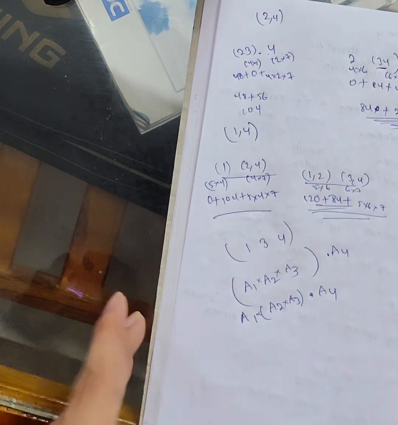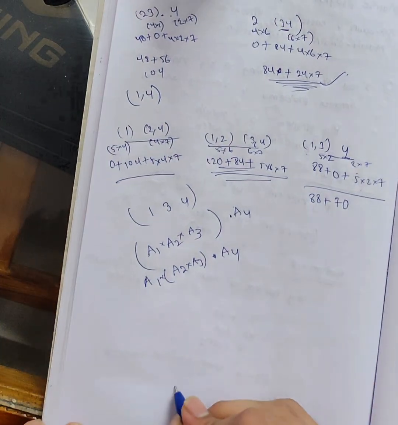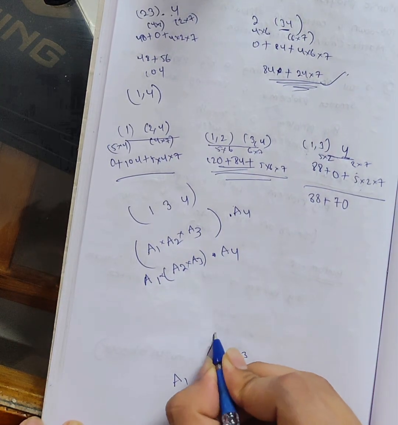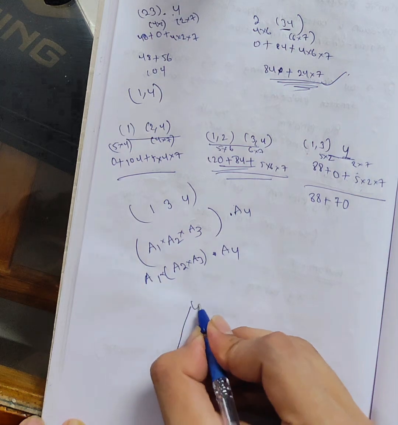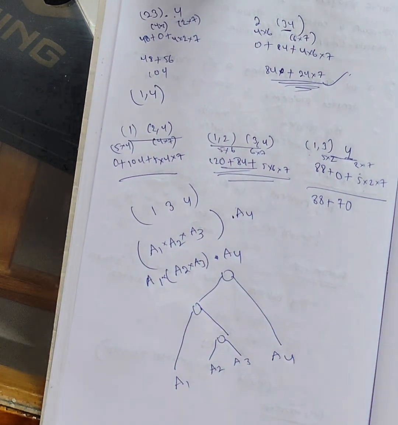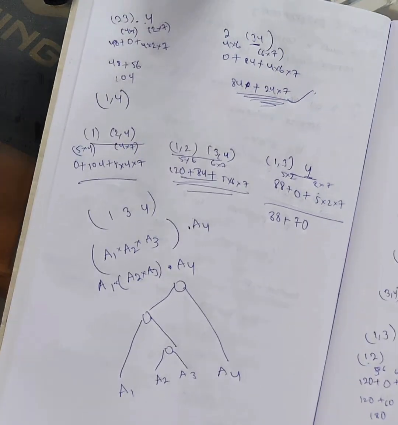You got it, right? So if I want to draw 3, how can I draw? A1 A2 A3. First I am multiplying A2 and A3. Then I am multiplying it with A1. Then I am multiplying it with A4. Like this you have to draw. Okay. This is the way of matrix chain multiplication.